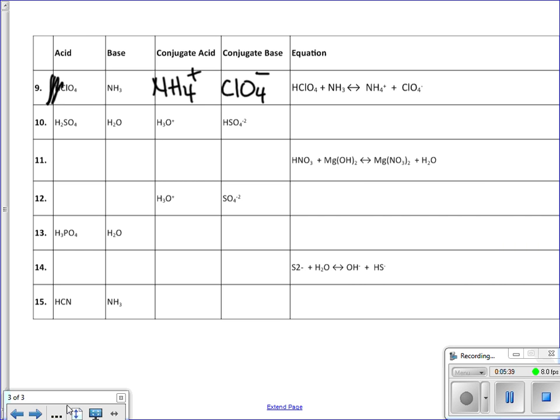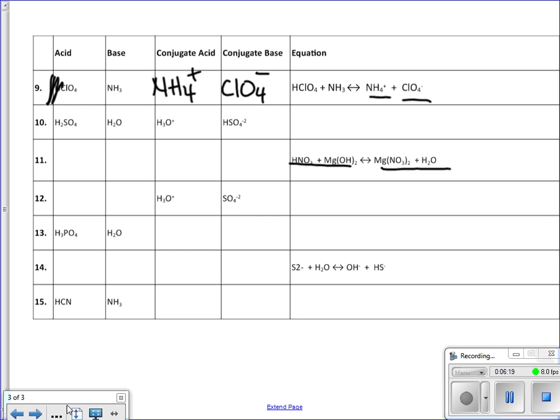Our products should always match up with our conjugate acids and conjugate bases. On number 10, you're taking your acids and bases and your conjugates and writing out an equation. So make sure the acids and bases are your reactants and the conjugates are your products. On 11, you're going to do the opposite. You're going to take your reactants and decide which one's the acid and which one's the base. And then you're going to take your products and decide which one is the conjugate acid and the conjugate base. So you'll use these 4 substances to fill in the 4 boxes.